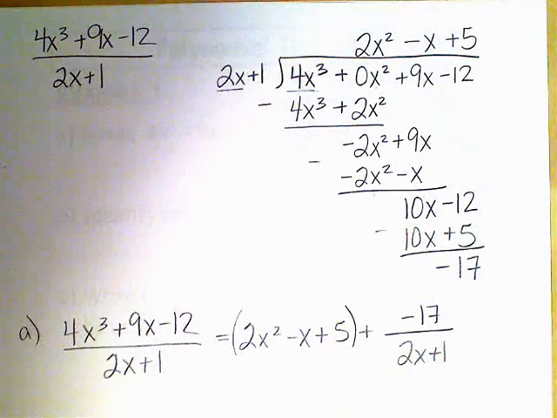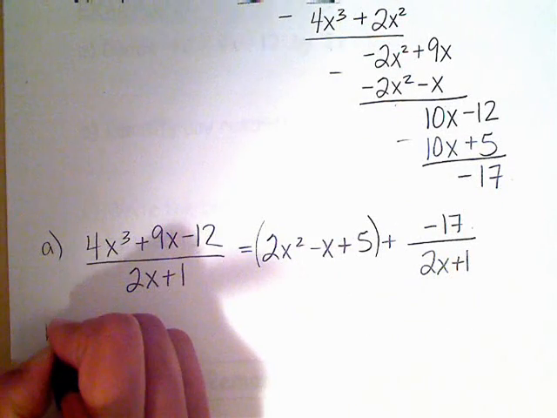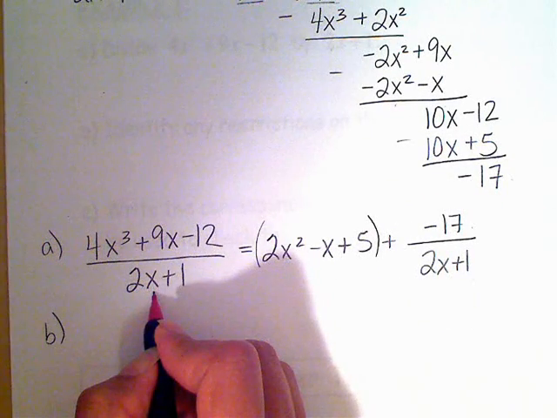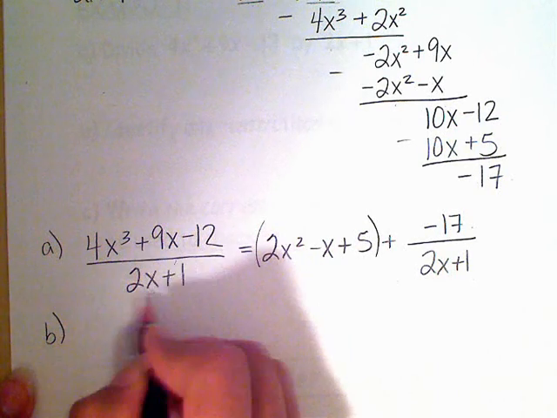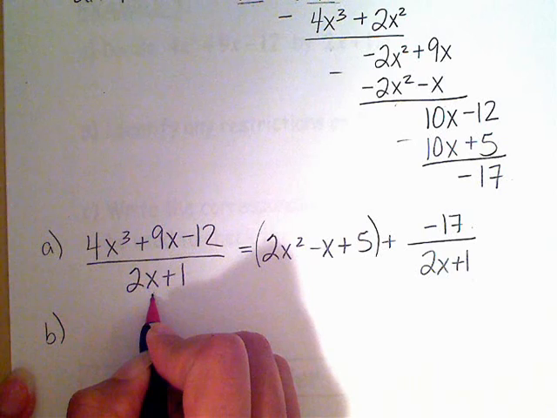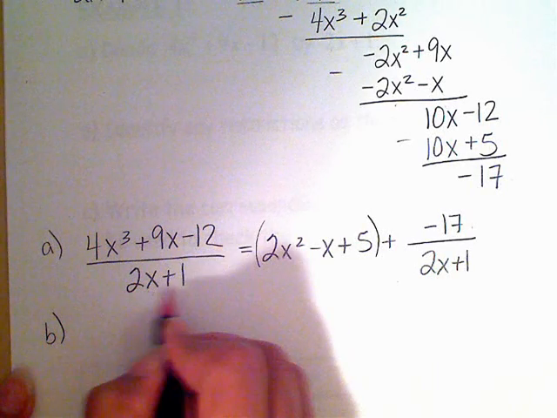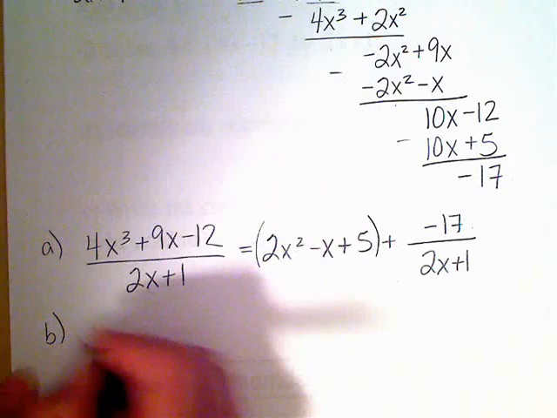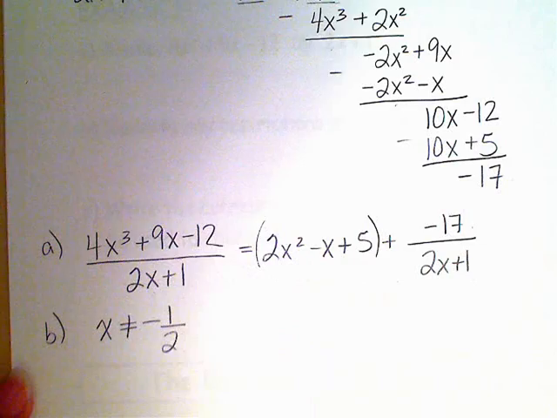Okay, the second question asks us to state any restrictions, and in this case there are going to be some restrictions because you have a variable in the denominator whenever we're dividing. So if you have a variable in the denominator, there will be a restriction on the variable, and the value of x that can make the denominator 0 creates a restriction. So in this case, our restriction is that x cannot equal negative a half. Okay, so there's a restriction.